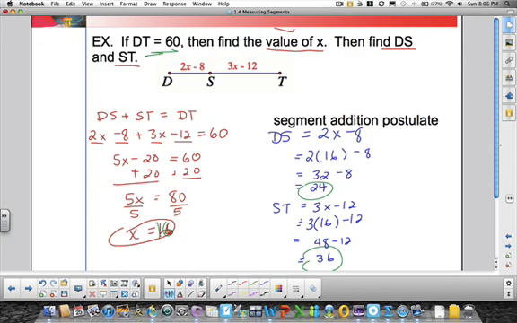You guys know this, so like for example this one, you're going to draw a little segment here, D, S, and T, and then just write the information. We know that DT equals 60, and then if you can't fit it in your diagram, you could do something like this. DS equals 2x minus 8, and ST equals 3x minus 12, something like that. Solve for x. So make sure you get those questions on the left and complete your summaries.